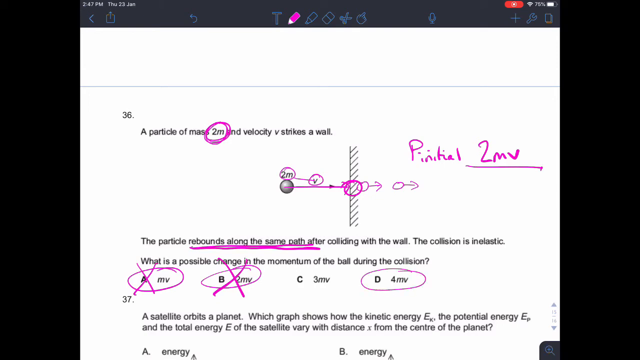If it was 4mv, then the ball would bounce off, and the momentum afterwards would be 2mv, but in the opposite direction. Then the velocity would be exactly the same going the other way, and so the collision would be elastic, kinetic energy would be conserved, so it can't be D either. So it must be C. The ball rebounds with a mass of 2m and a velocity of v over 2, which gives you a total momentum of mv afterwards, but in the opposite direction, so the change is 3mv. So the answer is C.